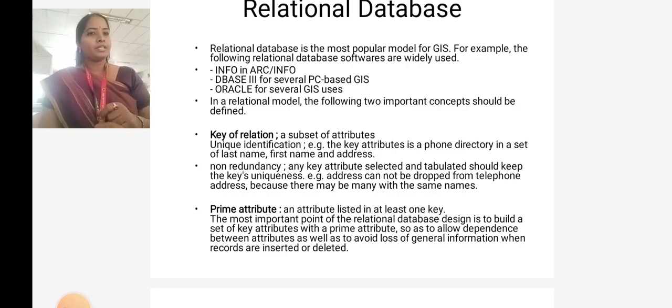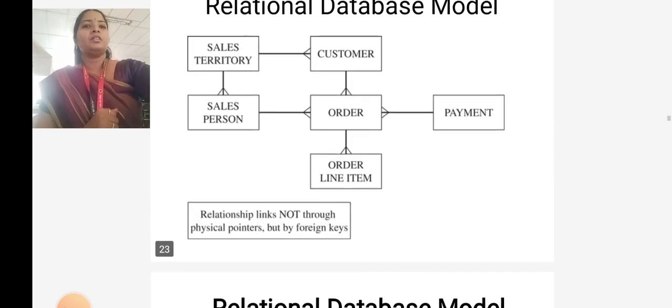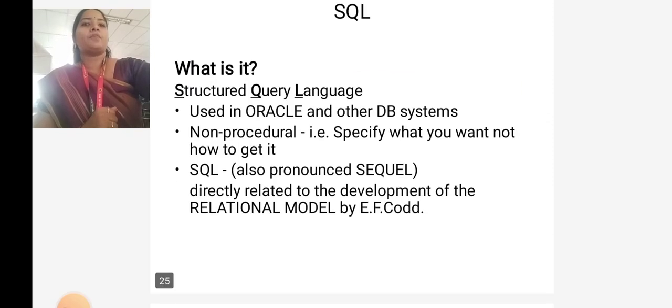A prime attribute is an attribute listed in at least one key. The most important point of relational database design is to build a set of key attributes with a prime attribute, so as to allow dependence between attributes as well as to avoid loss of general information when records are inserted or deleted. So the relational database model comes in this category.